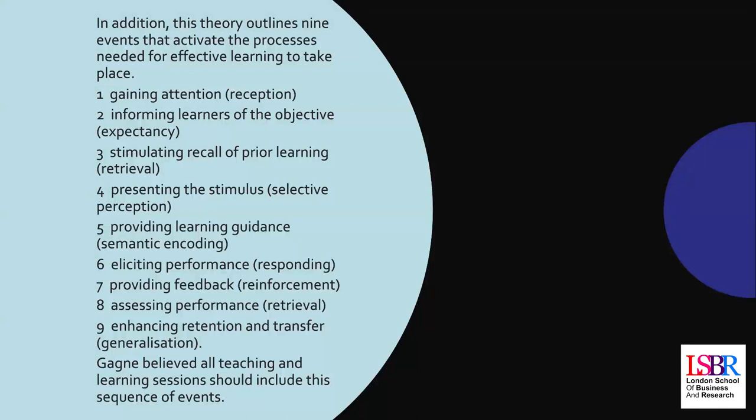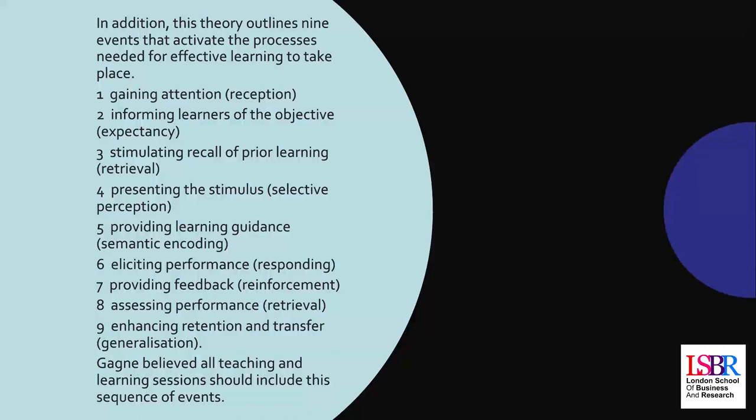period of learning. Number three, stimulating recall of prior learning. So going back to what they might have learned before and then linking it to the new learning. That's also known as retrieval. Number four, presenting the stimulus. Number five, providing learning guidance. So that might be handing out a worksheet, making sure that you have the instructions on the board for them to see. Number six, eliciting performance.